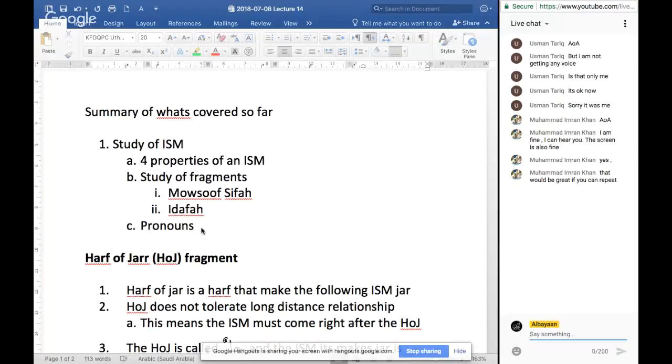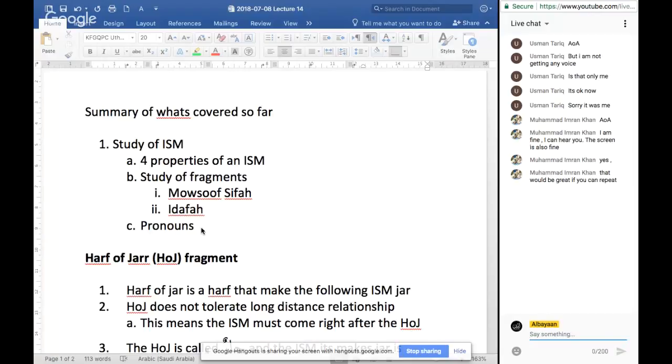Pronouns, however, is a full-blown topic in itself in an ism. It is not Idafa, but it is used in Idafa. So we did pronouns outside of the study of Idafa. Then we returned back to Idafa and applied pronoun knowledge to the Idafa concept. Effectively, we have done 2 fragments, Mawsuf Sifa and Idafa, the study of pronouns, and the study of the 4 properties of ism in quite a lot of detail.